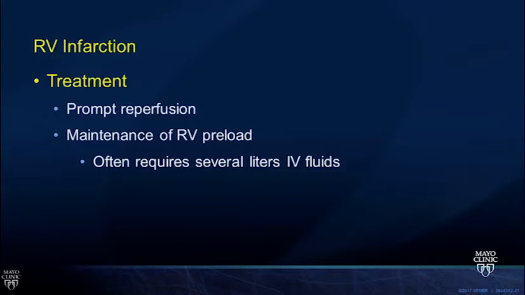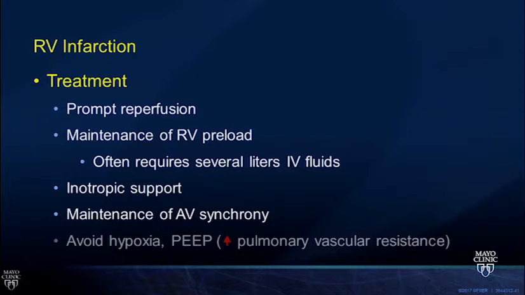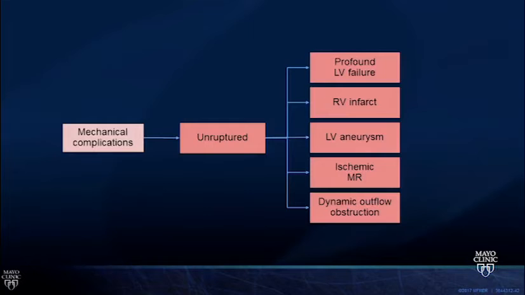IV fluids are a key therapy for RV infarct. Some patients may require inotropic support, and selection of which inotrope very much depends on the hemodynamics. Maintain AV synchrony because you need that right atrial kick. And you want to avoid hypoxia or PEEP, positive end expiratory pressure ventilation, because these increase your RV afterload.